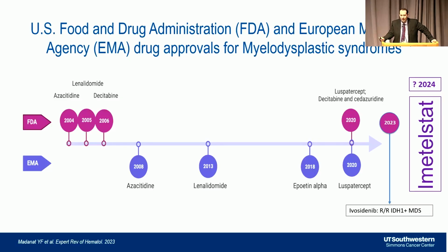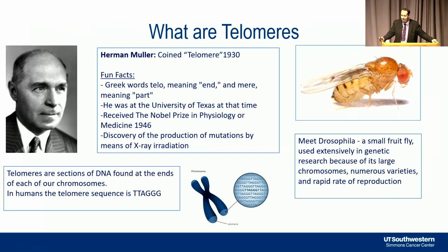As you're all well aware, we do not have too many drugs that are approved for MDS. And in the US, other than HMA therapy, we've had lenalidomide in 2005 and then luspatercept in 2020. And 2023 was our lucky year with ivosidenib for relapsed refractory IDH1 mutated MDS. And hopefully this year will be another lucky year for MDS patients with imetelstat hopefully approved.